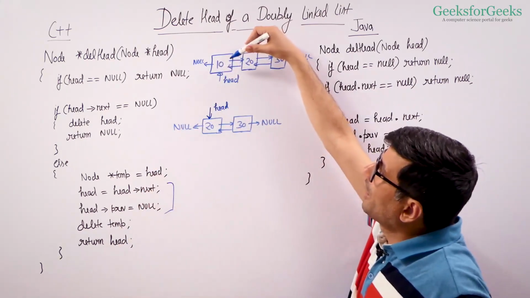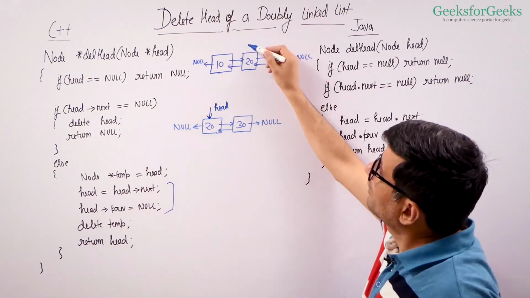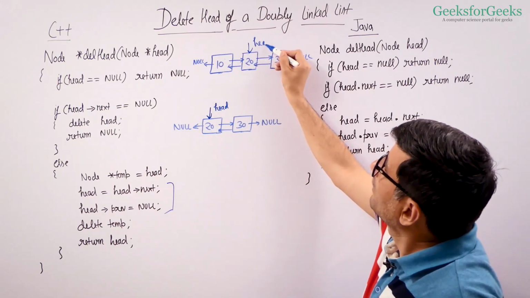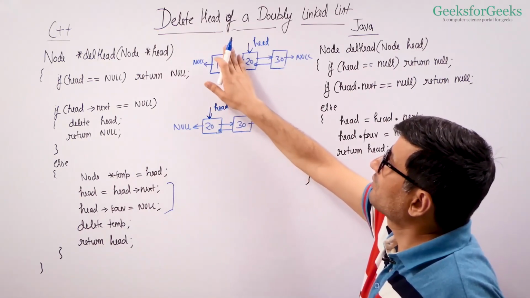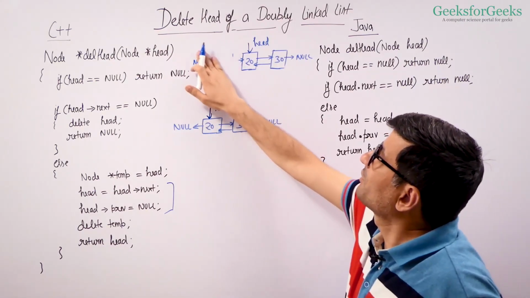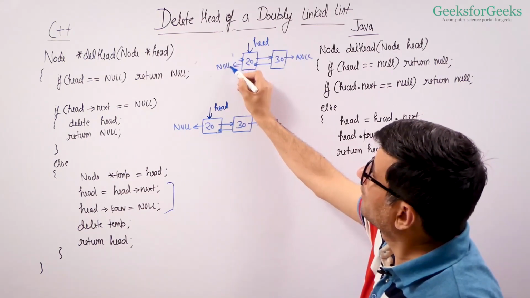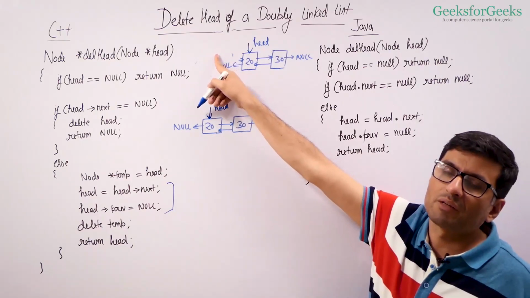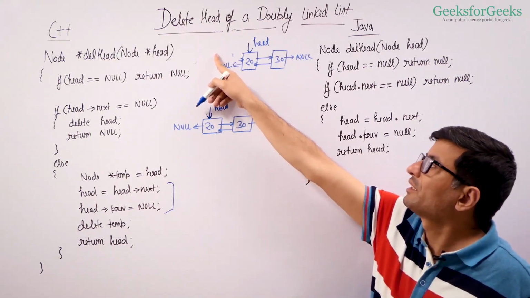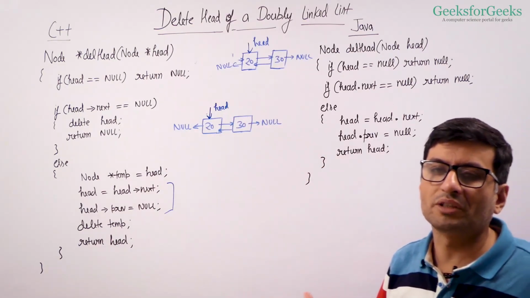So we did head equal to head next. So head was moved from here to here, right? Then we did head previous equal to null. So this was removed, right, from here and its previous became null. And after that, if we are programming in C++, we deallocated memory for this node. Otherwise, we simply return head. If we are programming in Java, we need to simply return head.